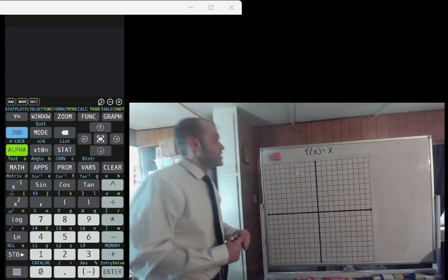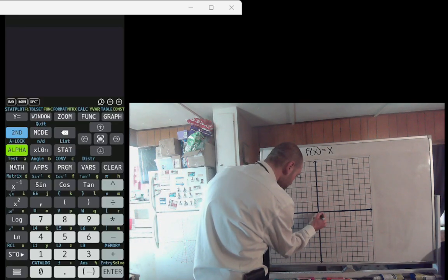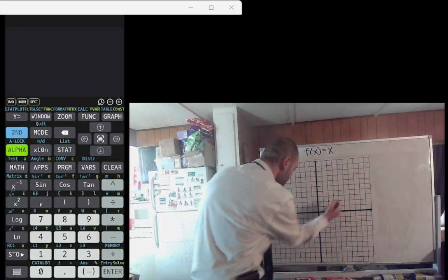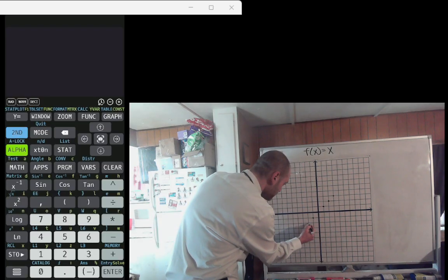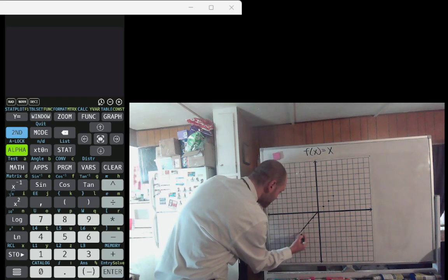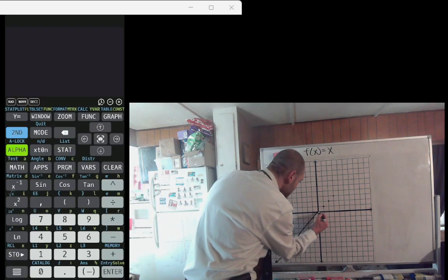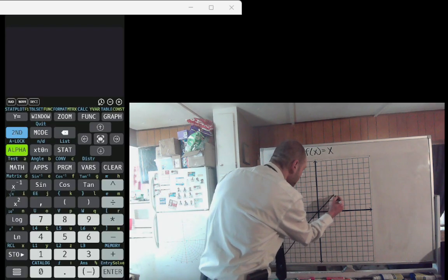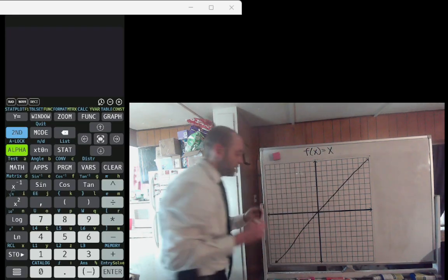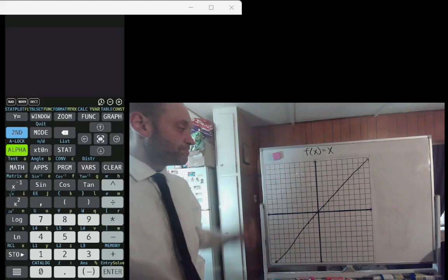We'll talk more when we get to inverse functions about why this is the mother function. But for now, let's graph f of x equals x. So 0, 0, 1, 1, 2, 2, 3, 3. Let's just plot some sufficient points here and keep on going, trying to draw this as straight as possible.